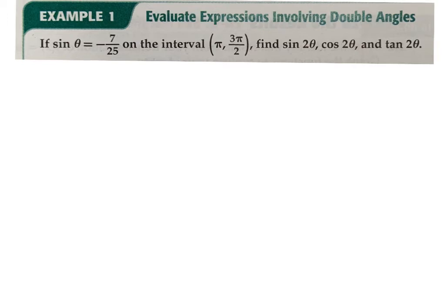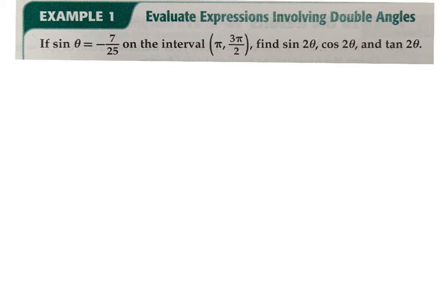It says, if sine of theta is negative 7 over 25 on the interval pi, 3 pi over 2, find sine of 2 theta, cosine of 2 theta, and tangent of 2 theta. All right. What they've given us here is our sine, which is our y, and our r, and we need our x, right? So how do we solve, first of all, for our x to be able to even start this process?